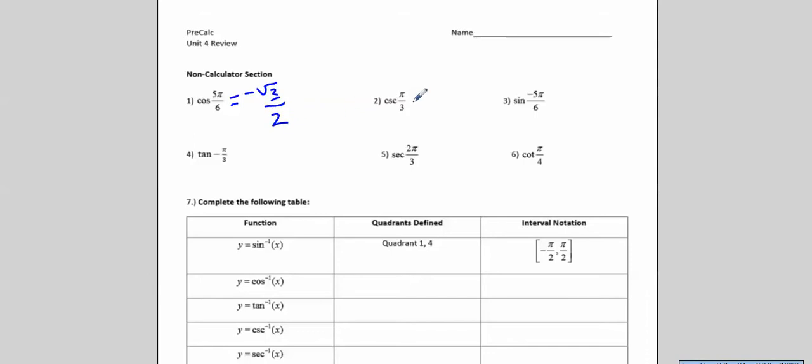For number 2, the cosecant is the reciprocal of the sine. The sine of pi over 3 would be the y value. If the sine is root 3 over 2, then the cosecant is going to be the reciprocal. So cosecant of pi over 3 is 2 over root 3, which you can rationalize by multiplying by root 3 over root 3, and your final answer will be 2 root 3 over 3.